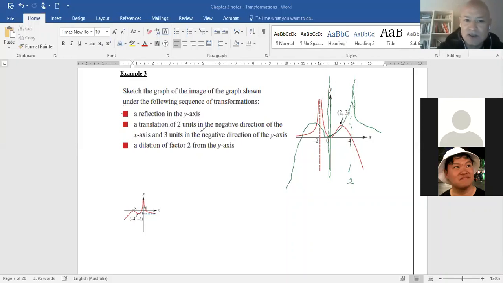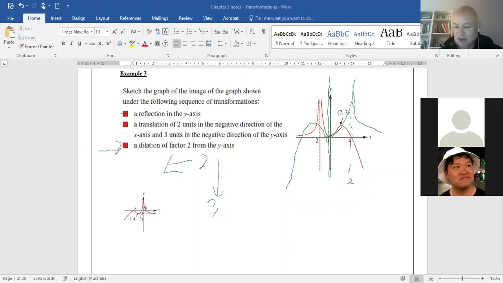Then, 2 units in the negative direction of the x and 3 units in the negative direction of the y. So we're moving that way, 2, and then that way, 3. So pick a couple of points and see what happens with them, and then just move them along. It's going to be a bit hard for me to do here because I haven't worked everything out. And then the second part, do this part here, dilation of factor 2 from the y-axis.